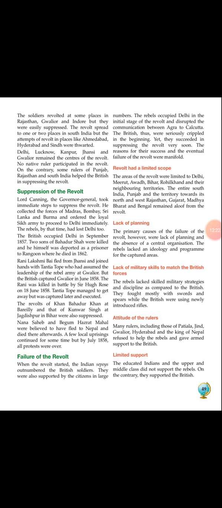It means the revolt of 1857 took place in a limited area like Delhi, Meerut, Awadh, Bihar, Rohilkhand and the neighboring territory. The entire South India, Punjab and the territory toward its north and west, Rajasthan, Gujarat, Madhya Bharat, and Bengal remained aloof from the revolt. It means that areas like Punjab, Rajasthan, Gujarat, Madhya Bharat, Bengal remained untouched by the revolt of 1857.